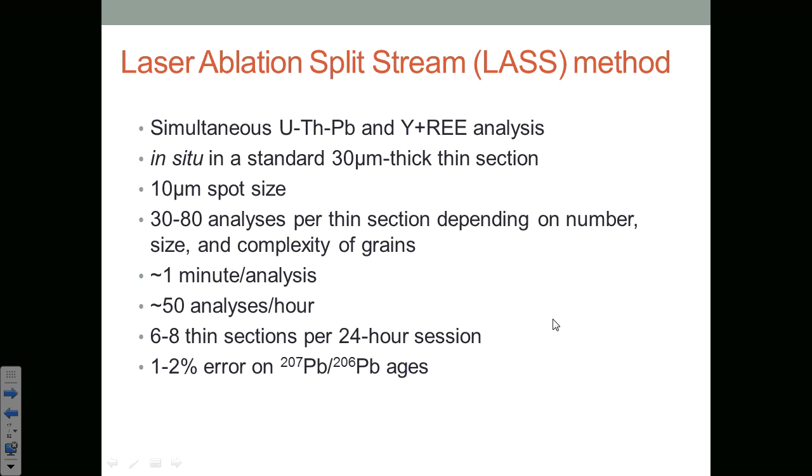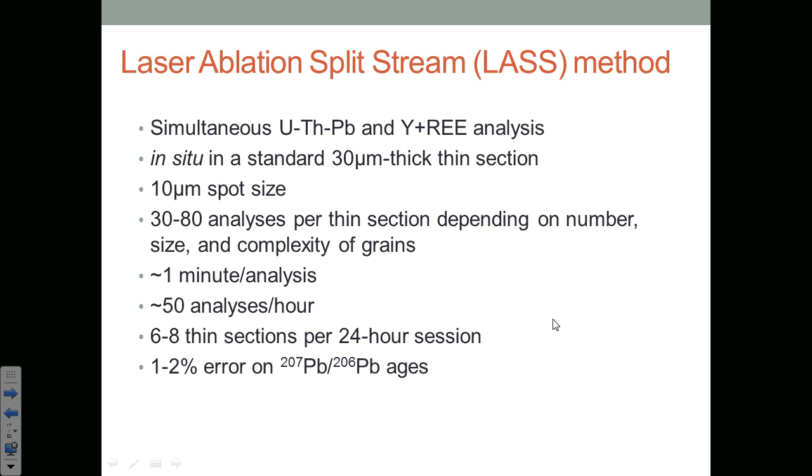So what it looks like in an analytical session is basically you just have to have those thin sections prepped. For monazite, we do a 10 micron spot size because it's so radiogenic, high in thorium and lead, so we can get away with that. For zircon, it's usually more of a 25 or 30 micron spot because it has lower concentrations of those isotopes. Typically, we'll do anywhere from about 30 to 80 analyses in a thin section. It just depends on how complex it is, how many grains we have, how big they are, and how many spots we can put down. But each analysis takes a minute, so you can get through roughly 50 per hour.